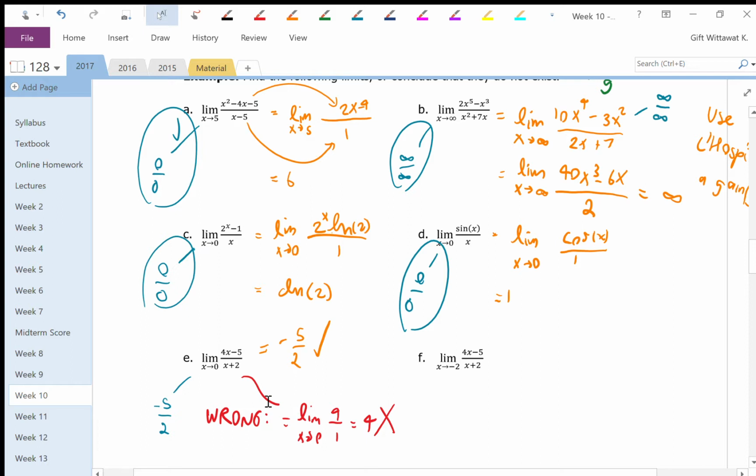So again, let me try the next one. I'd like to find the limit of the same function, but as x goes to negative 2. If I plug in x equal to negative 2, I get negative 8 minus 5, so negative 13 over 0. So again, I'm not seeing 0 over 0. I get negative 13 over 0, so I once again cannot use L'Hopital.